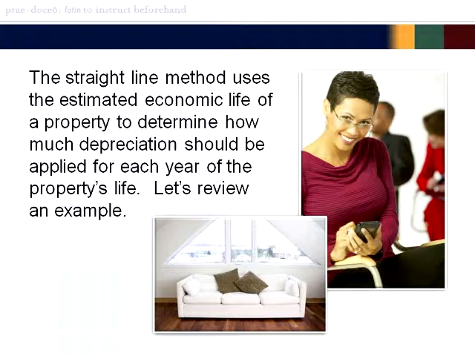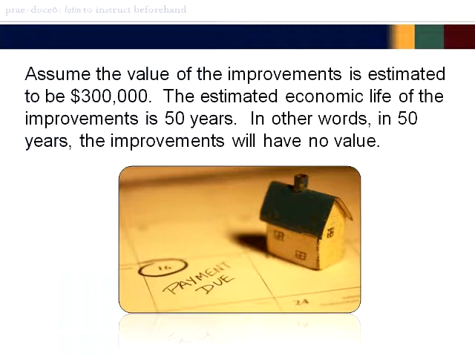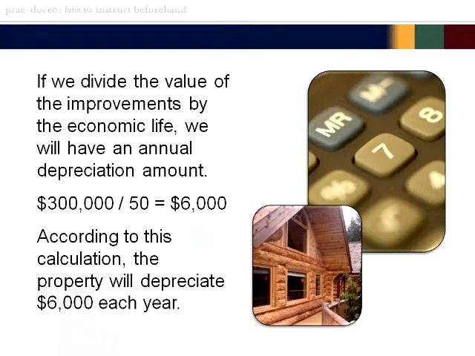Let's review an example. Assume the value of the improvements is estimated to be $300,000. The estimated economic life of the improvements is 50 years. In other words, in 50 years the improvements will have no value. If we divide the value of the improvements by the economic life, we will have an annual depreciation amount. $300,000 divided by 50 equals $6,000. According to this calculation, the property will depreciate $6,000 each year.